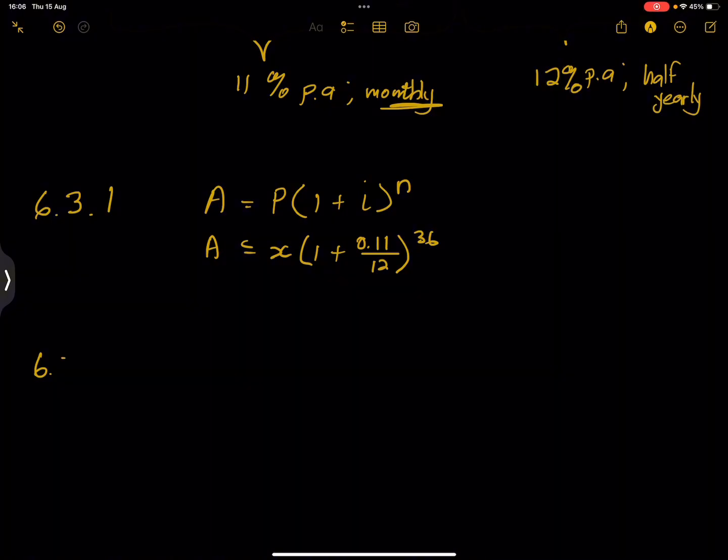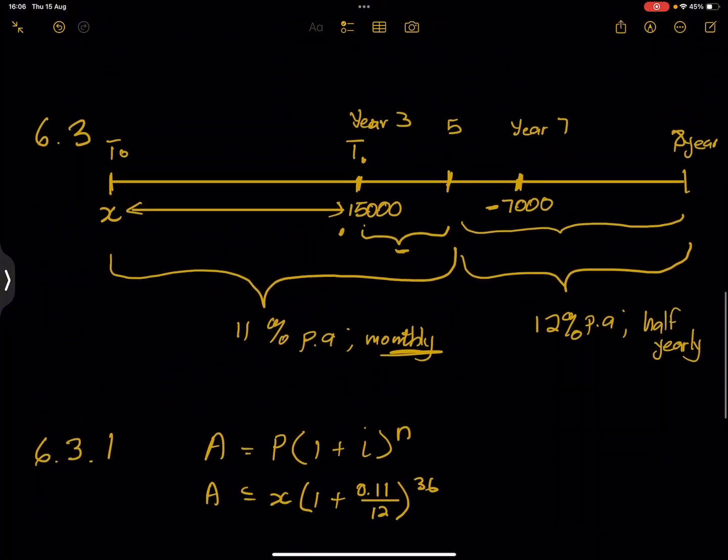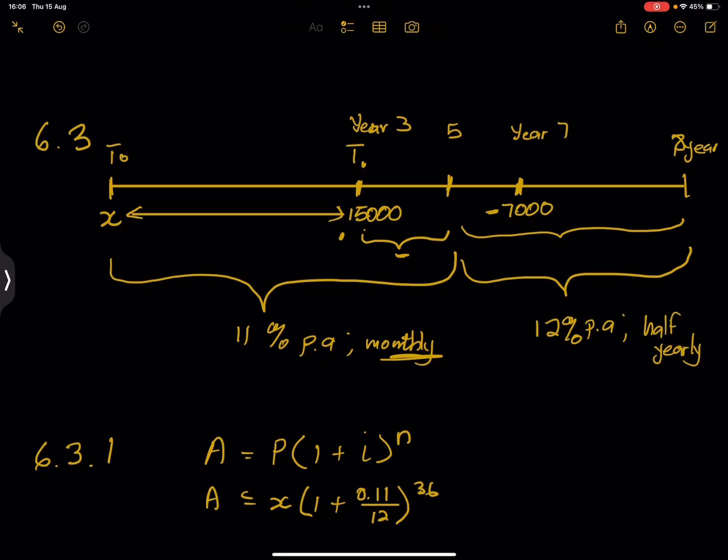So 6.3.2. We've got the accumulated amount, which is P into 1 plus i to the exponent n. So that would be the 15,000 into 1 plus 0.11 over 12 exponent. So that would be 2 years.